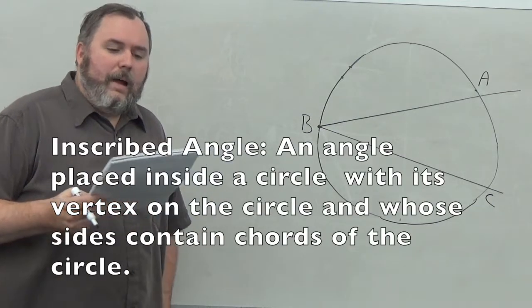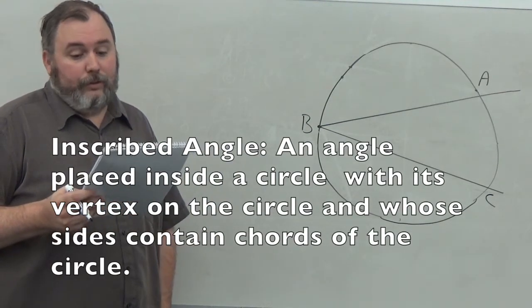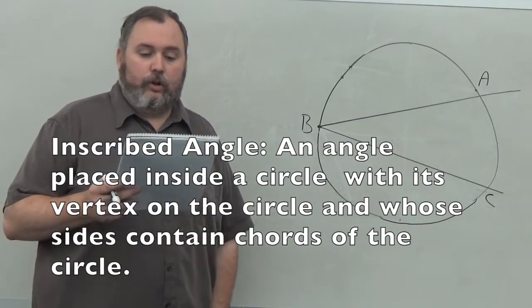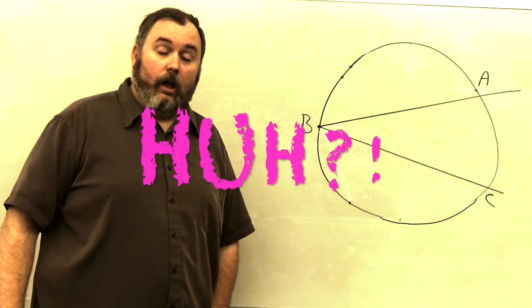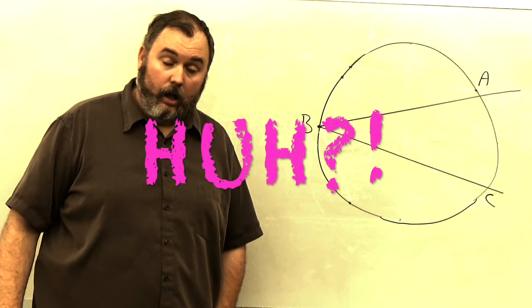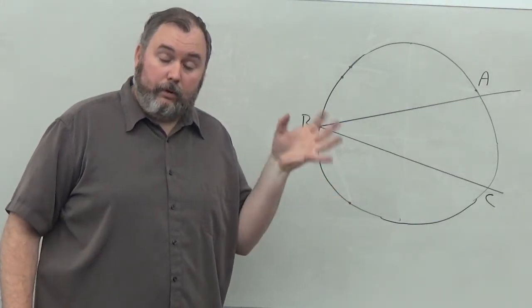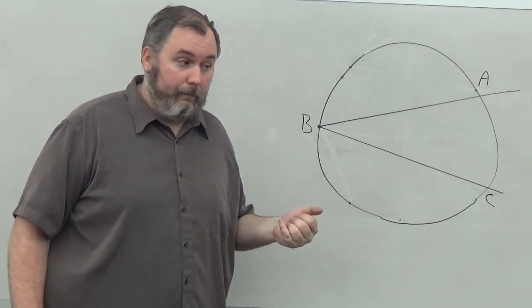All right, inscribed angle. An angle placed inside a circle with its vertex on the circle and whose sides contain chords of the circle. I don't know about you, but my brain just had an aneurysm reading that. Okay?